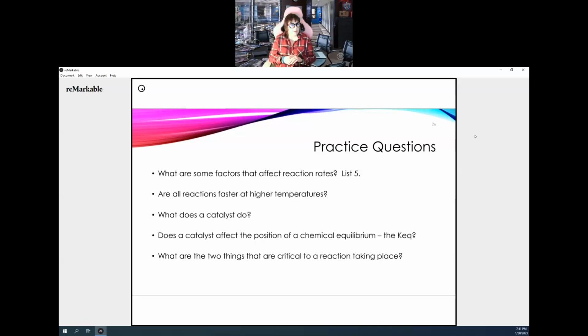And what are 2 things that are critical to a reaction taking place? The 2 things that absolutely have to happen. The molecules have to collide. That's one. They have to collide with sufficient energy and correct orientation. Now, as far as which is more critical, it's actually more important that they have sufficient energy, because orientation only matters if they have enough energy. So as far as the flow chart of things goes, it's more important that they have sufficient energy to be able to get from point A to point B.